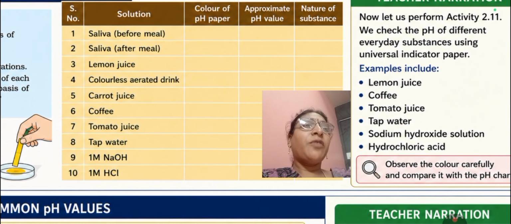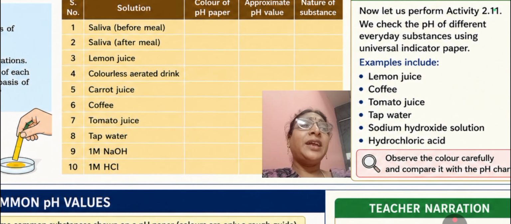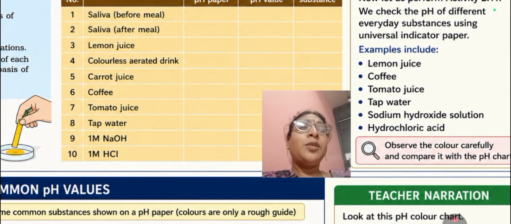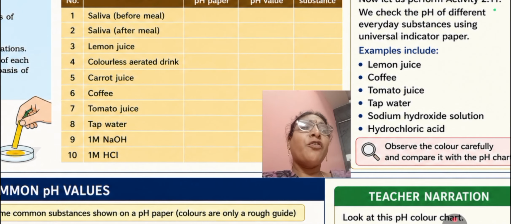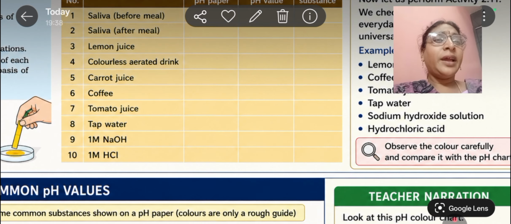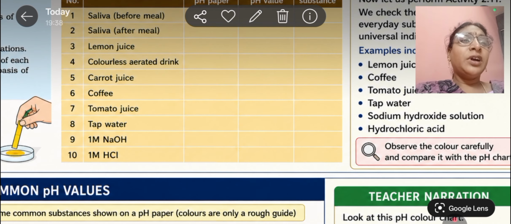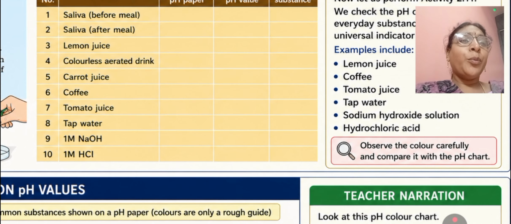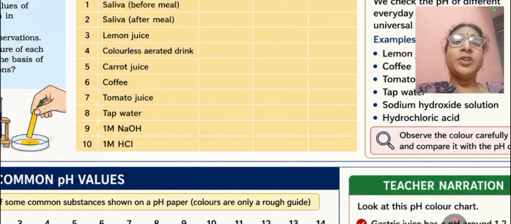Let us perform Activity 2.11. We check the pH values of different everyday substances using universal indicator paper. For example, lemon juice, coffee, tomato juice, tap water, sodium hydroxide solution, and hydrochloric acid. Observe the colors carefully and compare them with the pH chart.